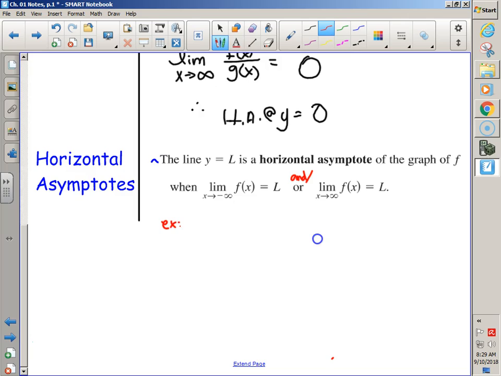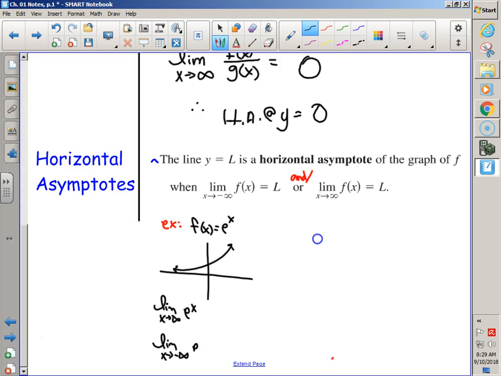Our example was e to the x. F of x equals e to the x. We looked at the graph, and we saw how the limit of e to the x as you go to the right, and the limit as you go to the left, were two very different things. To the right, that one was kind of easy because it was just positive infinity. The function was just getting bigger and bigger.